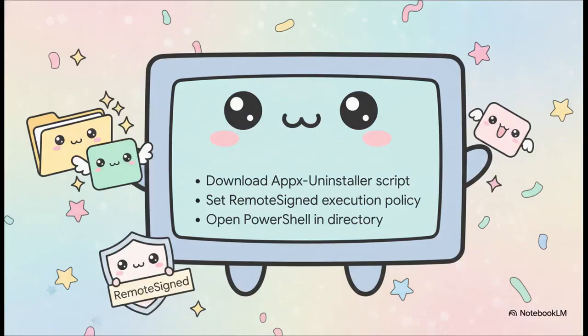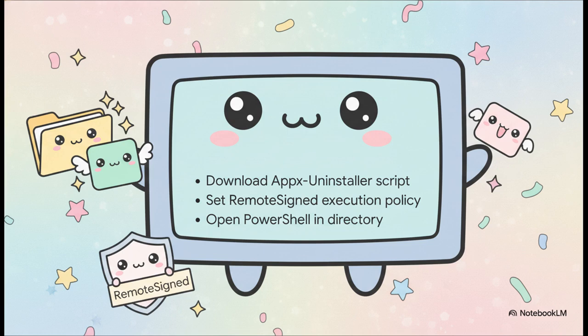To make this whole process incredibly easy, Theo Joe provided an amazing open-source script over on GitHub called appxuninstaller.ps1. Setting this up is an absolute breeze. First, you just download the script. Now, because Windows usually blocks random scripts from running, just for your own safety, of course, you'll need to open PowerShell and temporarily allow it by setting your execution policy to RemoteSigned. After that, just launch a PowerShell window right in the exact directory where you saved the script, and you are ready to roll.